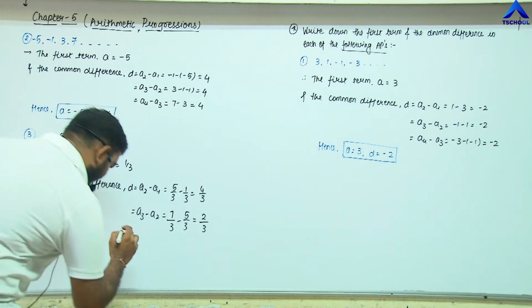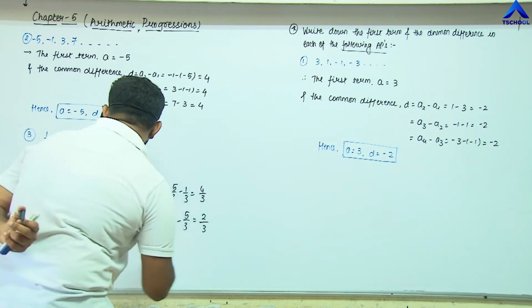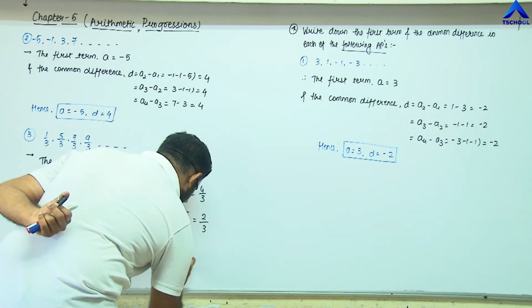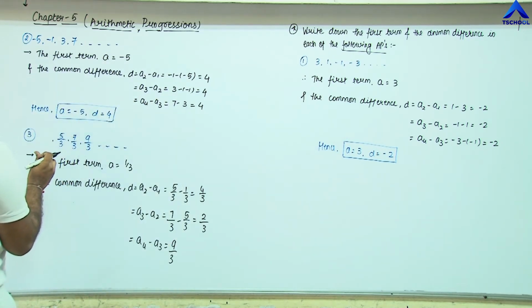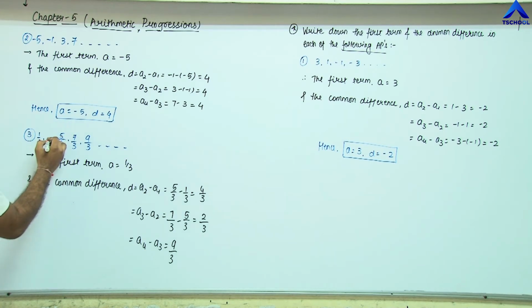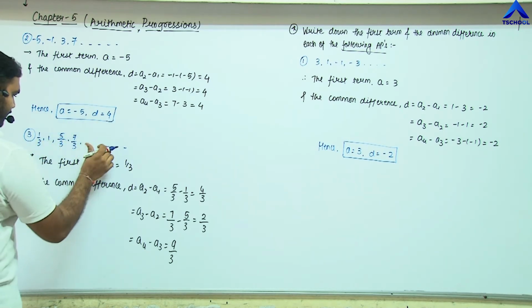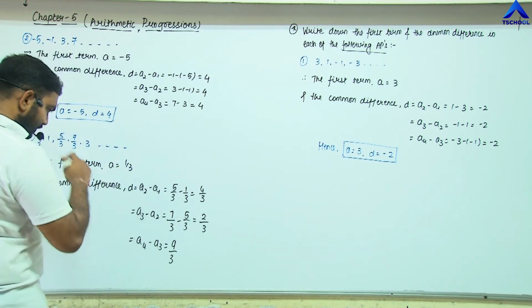And if I write down for the third, that is a4 minus a3, what is a4? 9 by 3. I think, friends, here it must be 1 upon 3, then it must be 3 by 3, so that we get the common difference as 1, and here let me write down 3. So that goes for the first term 1.